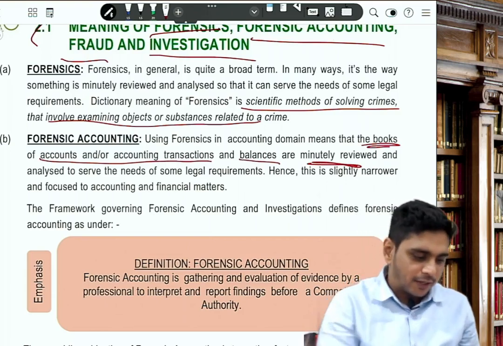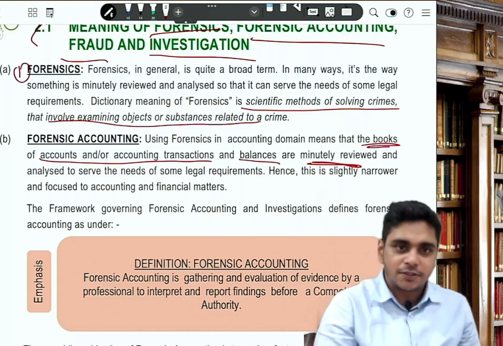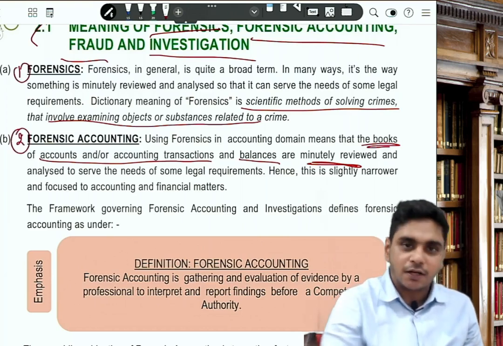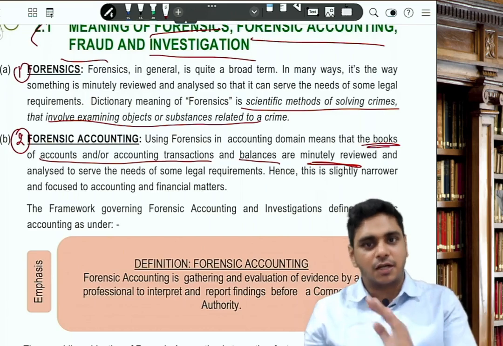So this becomes my first answer, definition of forensics. Second becomes forensic accounting. So the definition of forensics and forensic accounting.